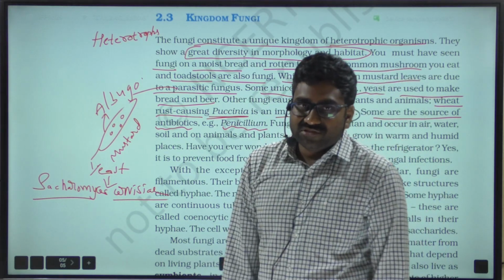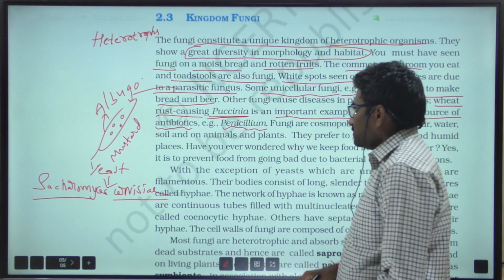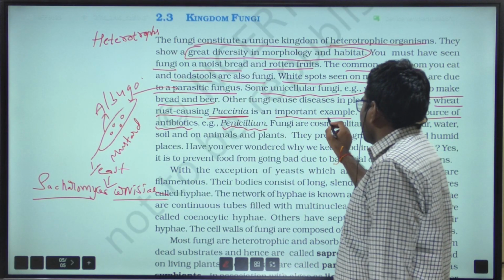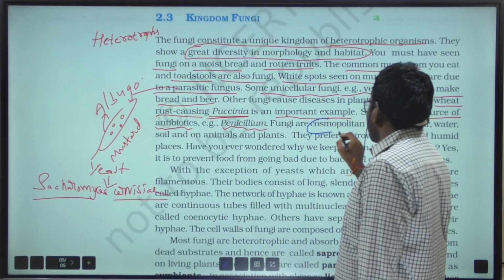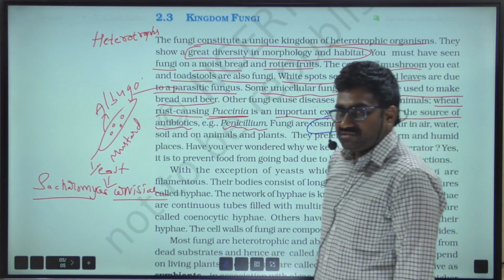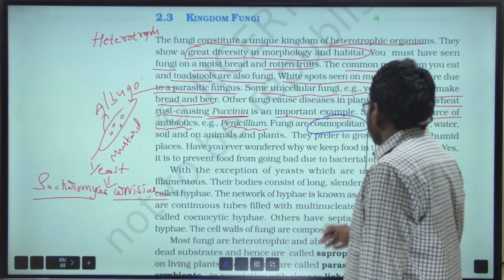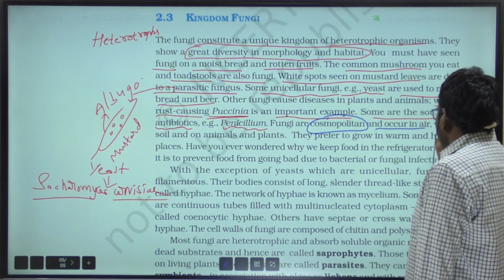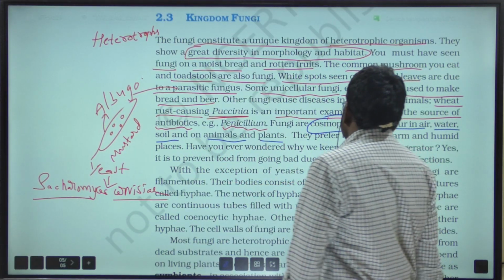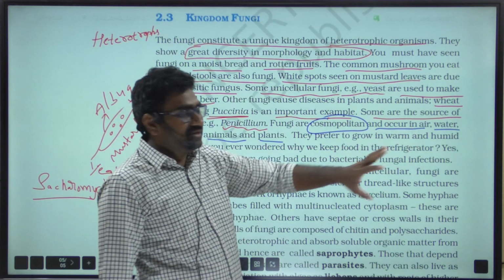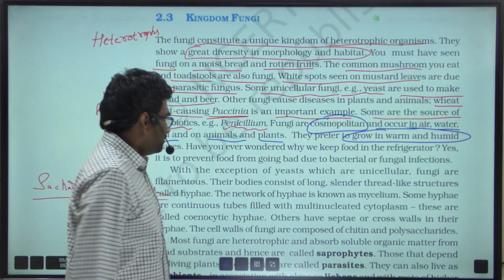Penicillin is an antibiotic which is produced from Penicillium, and fungi are cosmopolitan in nature. That means they are distributed in the entire world and occur in air, water, soil, and on animals and plants. They prefer to grow in warm and humid places.